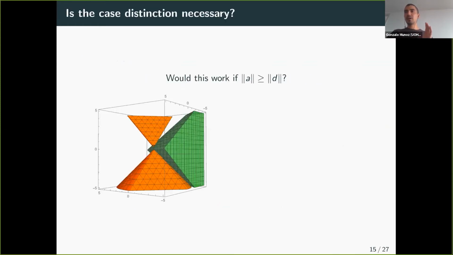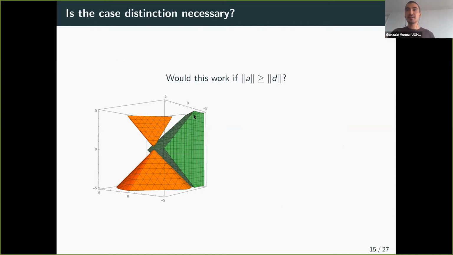So now, the next question is, is the case distinction necessary? The proof uses the difference between the norms, like which one is larger, but we can actually show with a simple example that this same idea doesn't work in the other case. So this is an illustration of the other case, when the norm is greater than D, okay? You can just take my word for that.